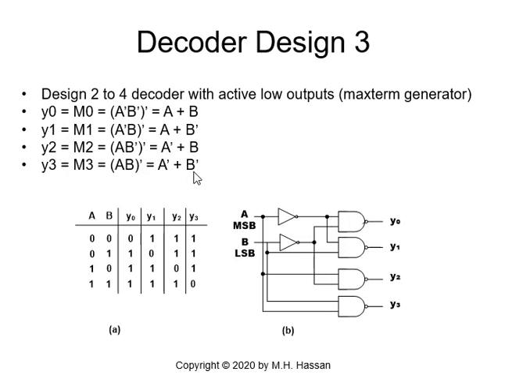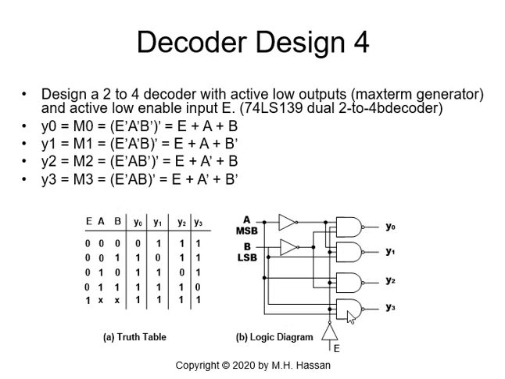Once we have those equations, we can implement them easily by using NAND gates, because as you can see, they are complemented terms, so therefore we use NAND gates, and we end up with this hardware circuit. The 2 to 4 decoder with active low outputs is a max term generator. Very easy, beautiful. Let's look at this design modified with an enable, with active low enable.